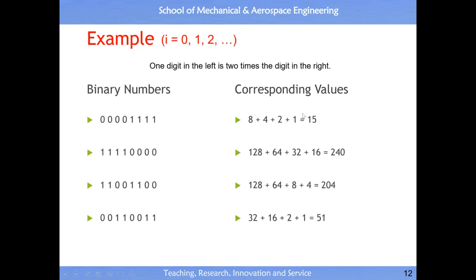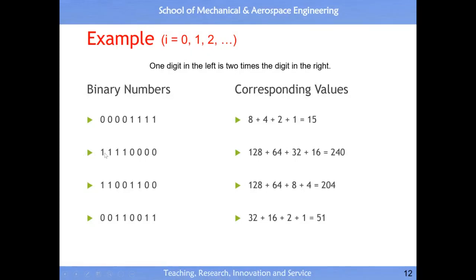Okay. From this example, you will see the value at this position is equal to 2. The value at this position is equal to 1. Then this statement is true: the digit on the left is 2 times the digit on the right. Okay. So for this example, I guess you can easily work it out.